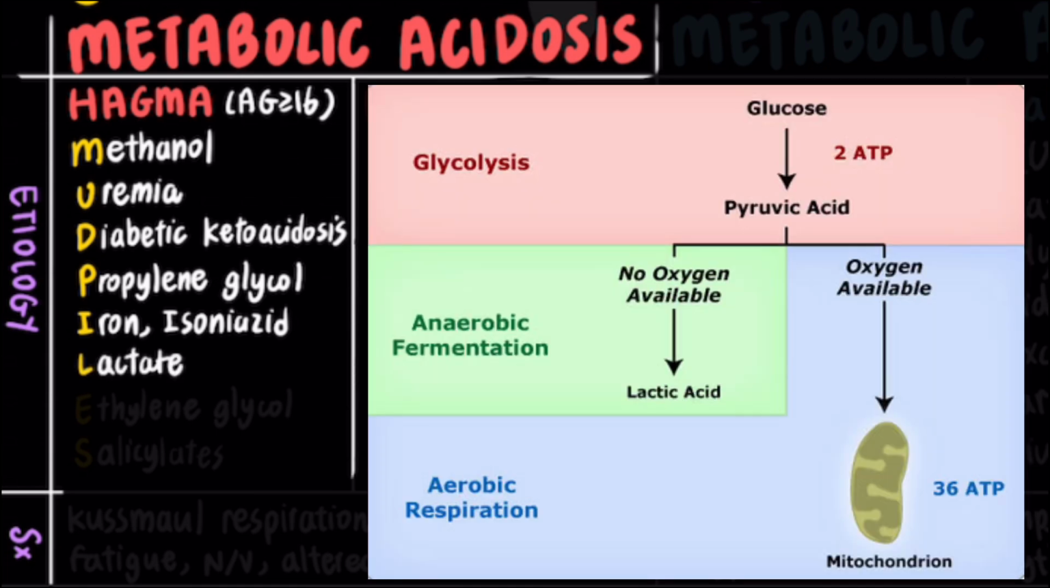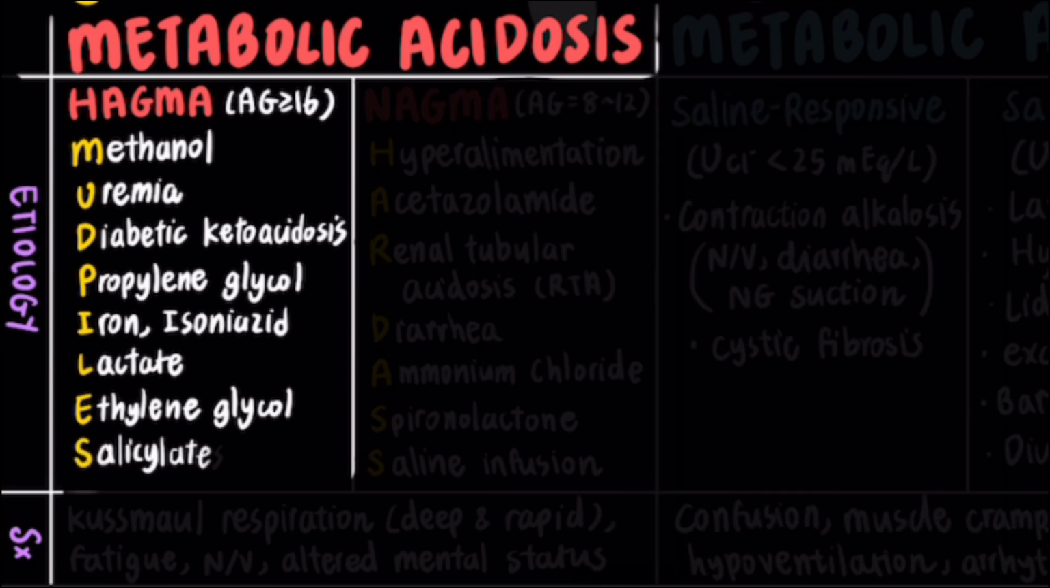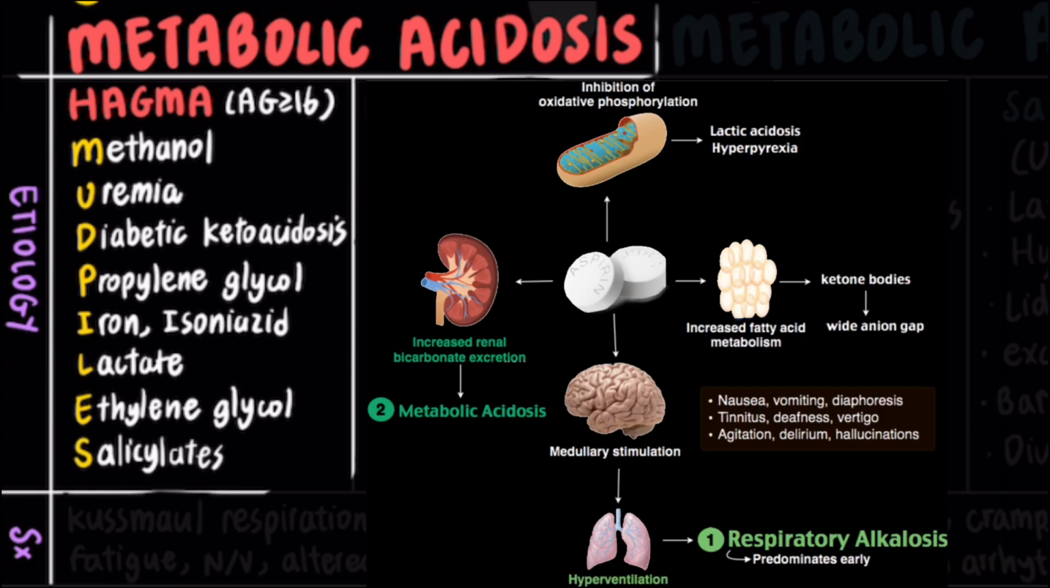L is for lactic acidosis due to tissue hypoperfusion or hypoxia, leading to anaerobic metabolism. E is for ethylene glycol found in antifreeze. It's metabolized into oxalic acid, which damages kidneys and lowers pH. And finally, S is for salicylates, like aspirin, which causes a mixed respiratory alkalosis and metabolic acidosis.